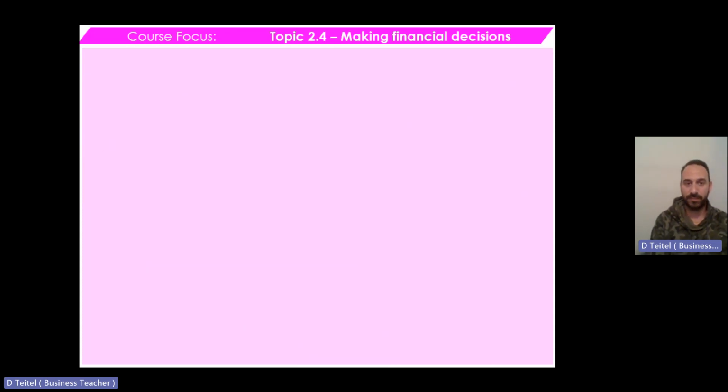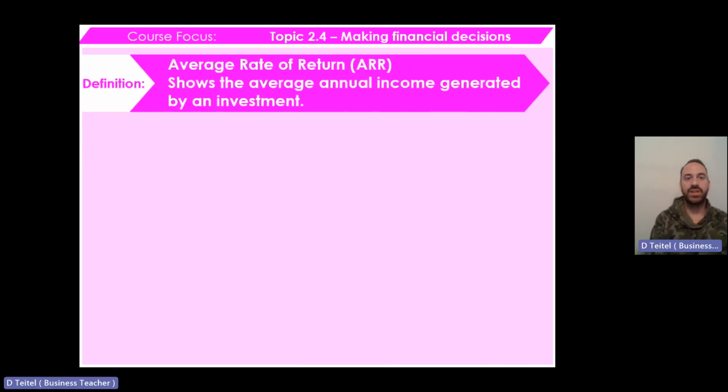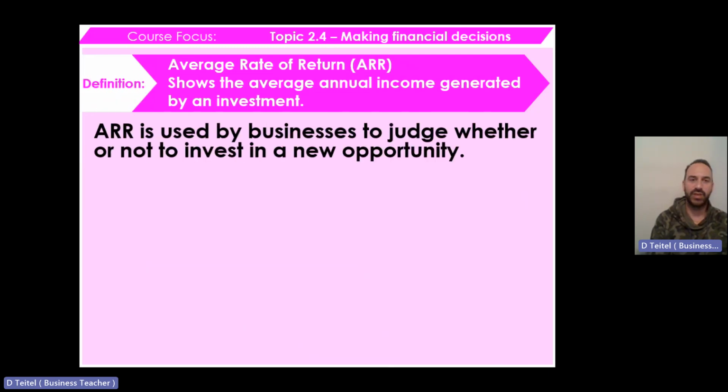Okay, 2.4.1, so this is business calculations, and we're looking at the average rate of return, also known as the ARR. The definition of average rate of return is that it shows the average annual income generated by an investment. So ARR is used by businesses to judge whether or not to invest in a new opportunity.